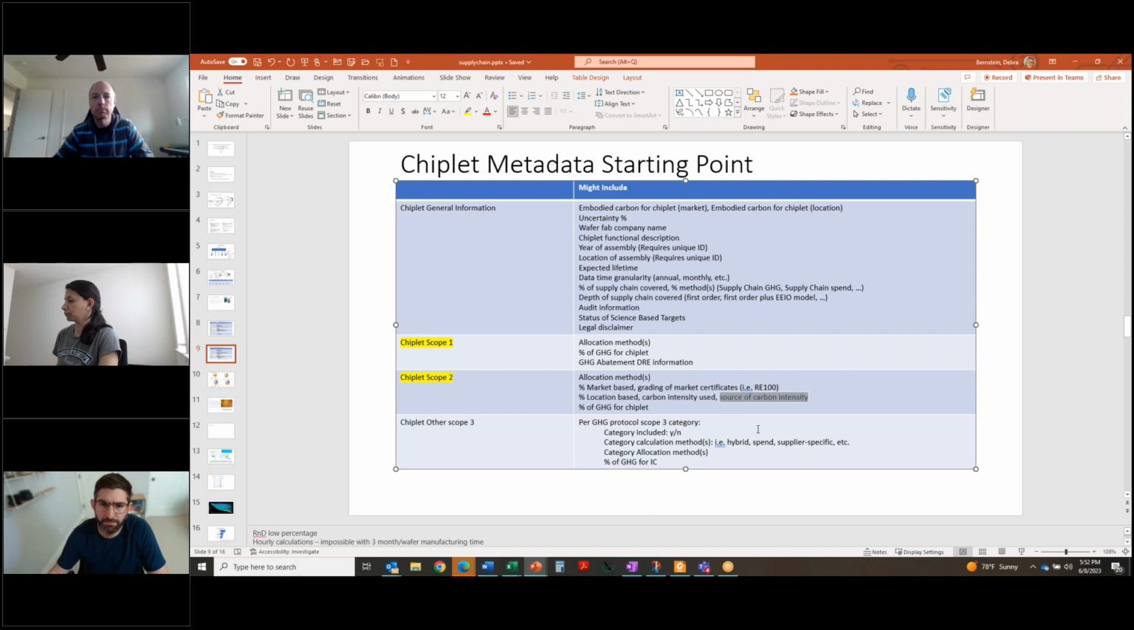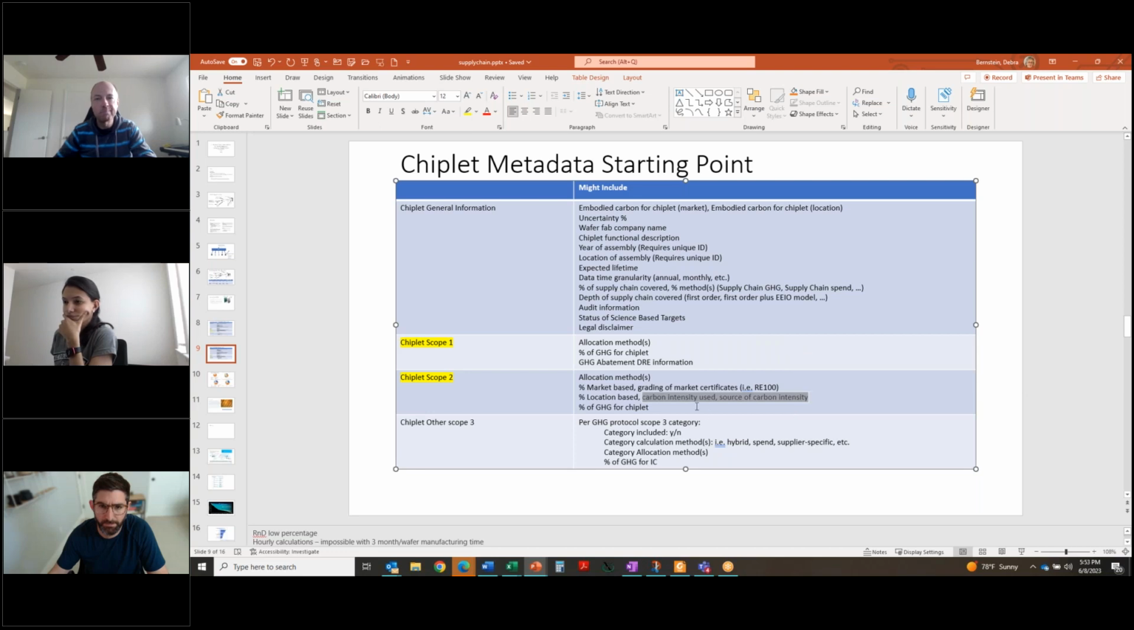That's important when you do carbon modeling, yes. When you talk about carbon modeling, carbon dissipation, carbon emission, we have to differentiate between clean energy and non-clean energy. So there's the carbon intensity used and the source of the carbon intensity.